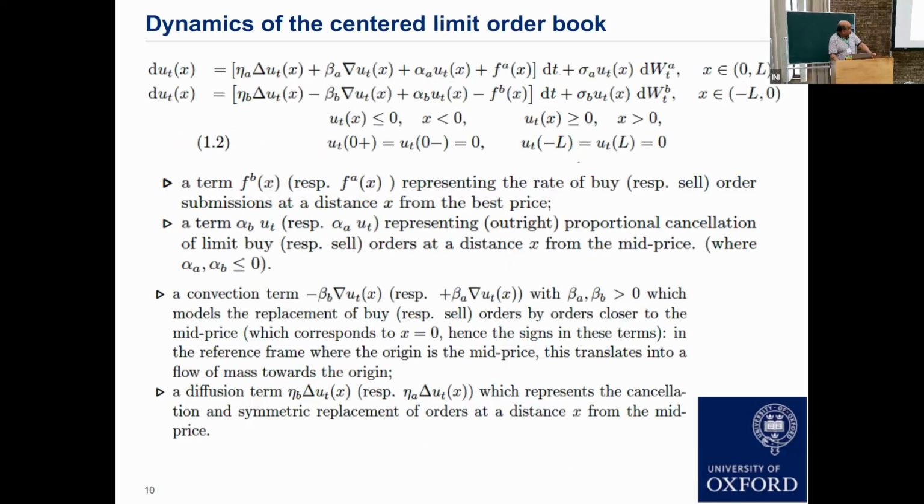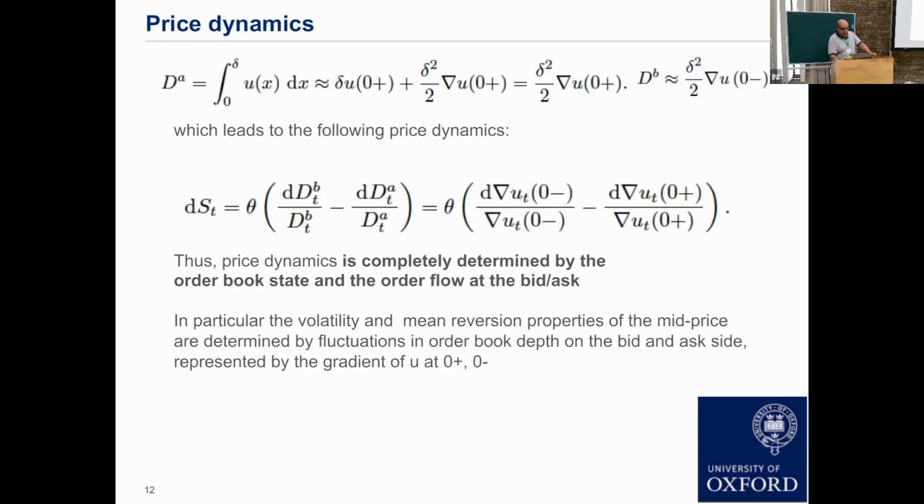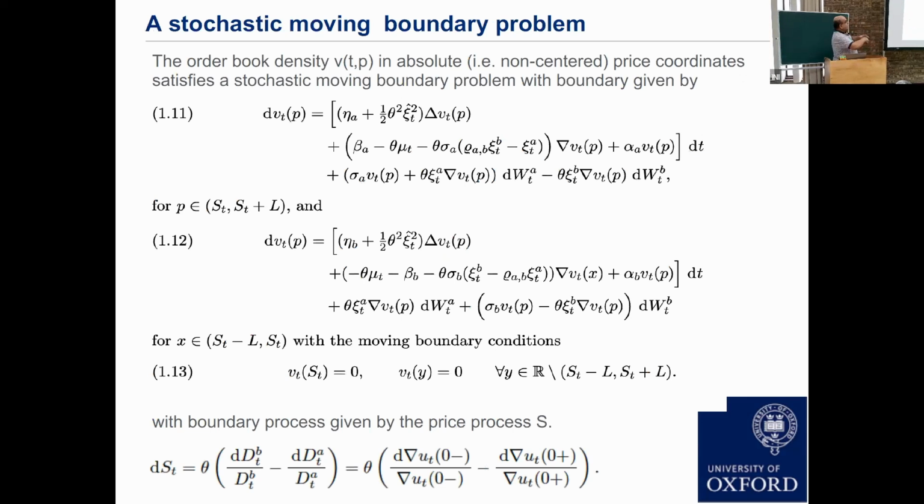In this case, if you match this with the equation shown here, it will show you that the boundary itself is diffusing. So if I put these three things together and now look at the dynamics of the density in the fixed price, not the centered coordinates, and apply the Ito-Wentzell formula, it gives you that the order book in the fixed price coordinates will satisfy a pair of SPDEs. If you look at the left and right of the interface, with a moving boundary condition where the boundary is diffusing, but diffusing through terms which are determined by the gradient of the solution, there are three coupled equations.